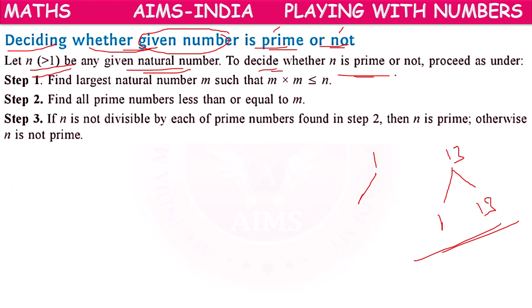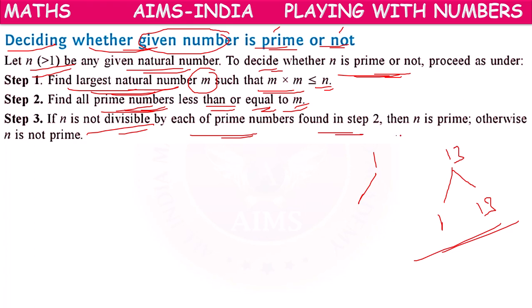To decide whether n is a prime number or not, what do we have to do? Step one, find the largest natural number m such that m into m is less than or equal to n. Step two, find all the prime numbers less than or equal to m. Step three, if n is not divisible by each of the prime numbers found in step two, then n is prime. Otherwise, n is not prime.